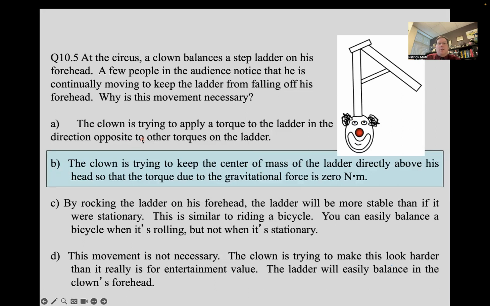"The clown is trying to apply a torque to the ladder in the direction opposite to the other torques on the ladder." Nope. There's really nothing you can do to apply a torque. All you can do is keep the center of mass of the ladder supported. "By rocking the ladder on his forehead, the ladder will be more stable than if it were stationary. This is similar to riding a bike." No, it is not similar to riding a bike. This is not about angular momentum in the wheels. "Movement is not necessary." No, very much is necessary, or else you're going to have a ladder on the ground very quickly. You get little perturbations of the ladder going from one side to the other. As soon as the center of mass would pass outside the base of support, it would start to experience a torque and tilt over. So it is very necessary.